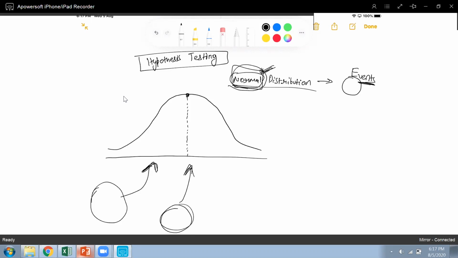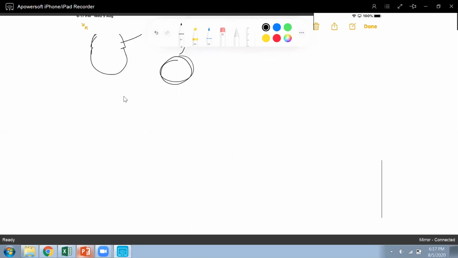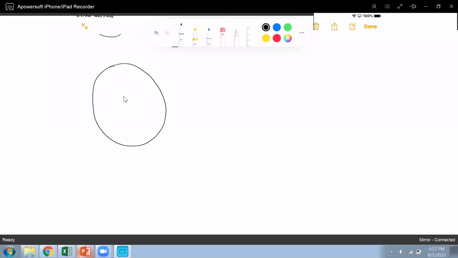Okay, now what happens that I told you earlier, no? I cannot do, like, suppose I want to find the average height of the people in India, right? I want to find the average height of people in India.